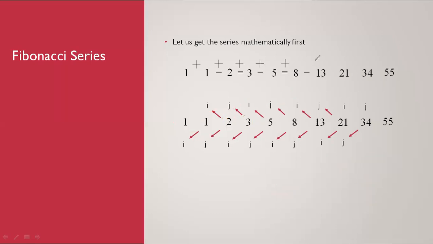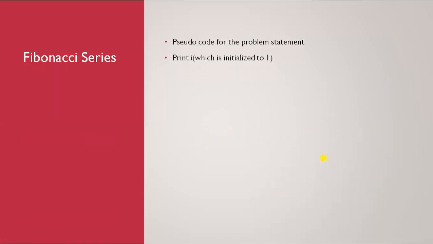Let us see how the pseudocode can be written for this Fibonacci series. We have to initialize I with the value 1, which has to be printed, and j, which has to be printed. That is, I value and j value are equal to 1. The loop can start from either 1 or 0, and it has to iterate 8 times if you want to print a series of 10 numbers.